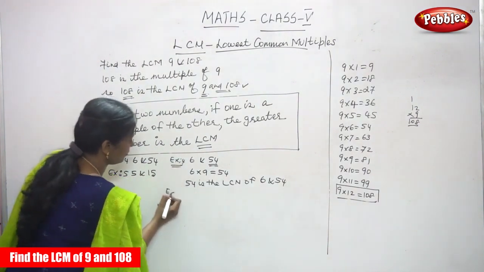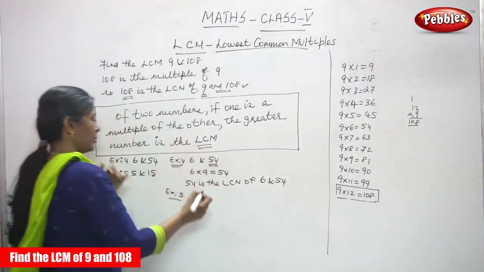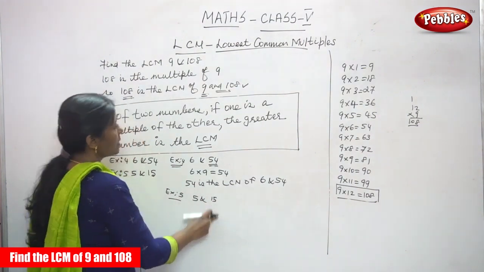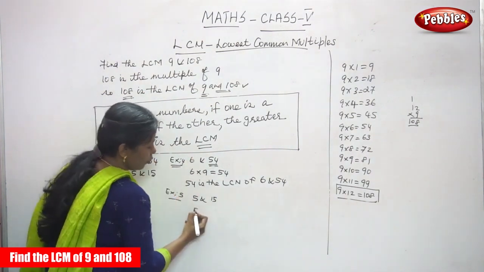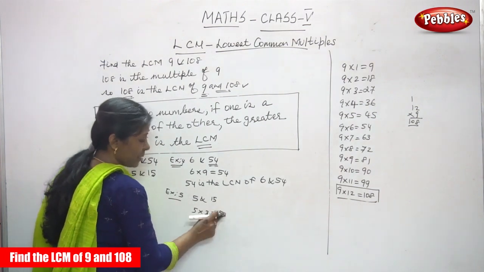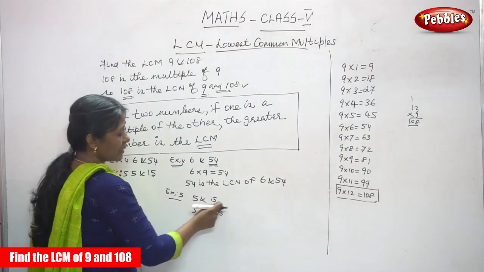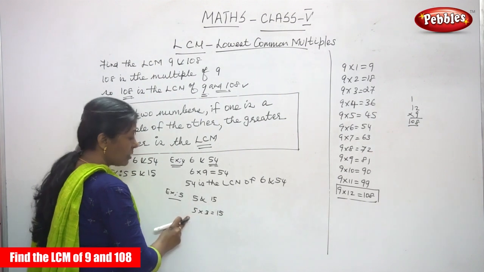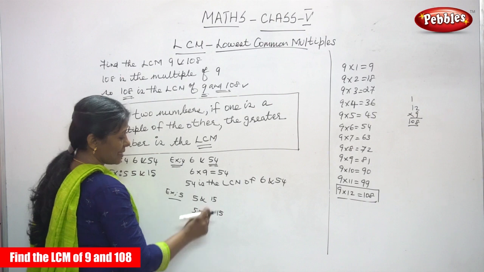Next, example 5. That is 5 and 15. These are the two numbers. Of two numbers, if one is a multiple of the other, 5 into 3 you can get 15. So 15 is a multiple of 5. So you have to apply the rule. What is the rule? The greater number is the LCM.